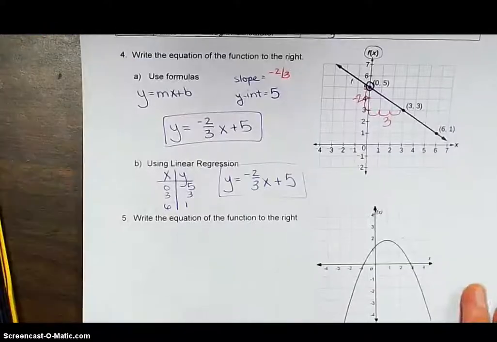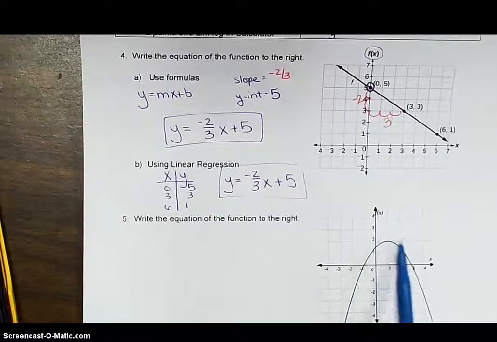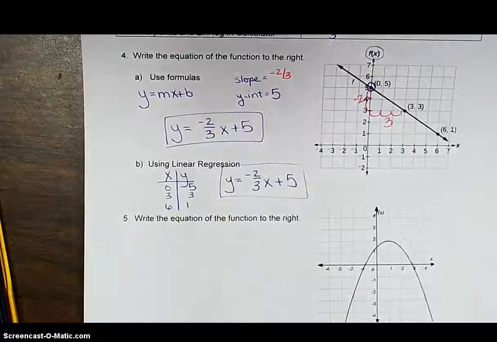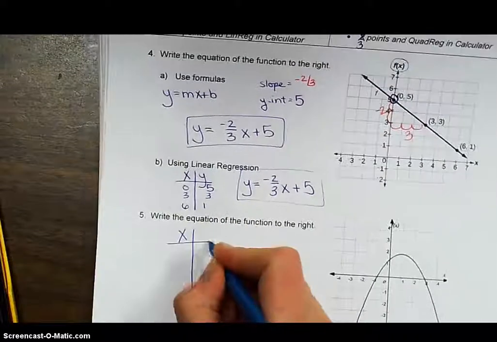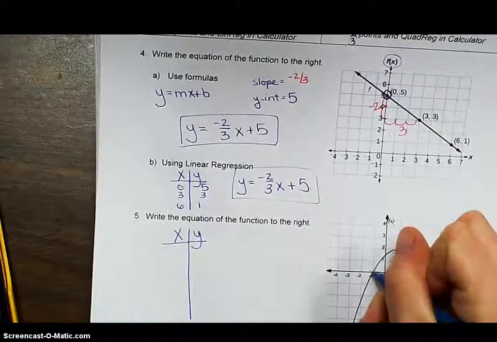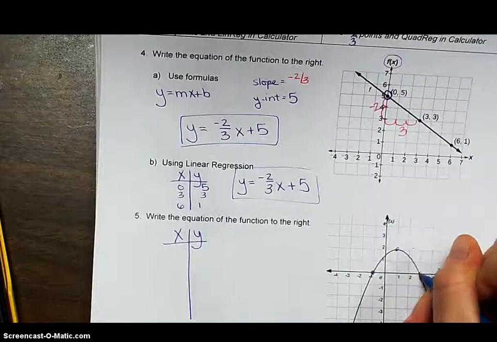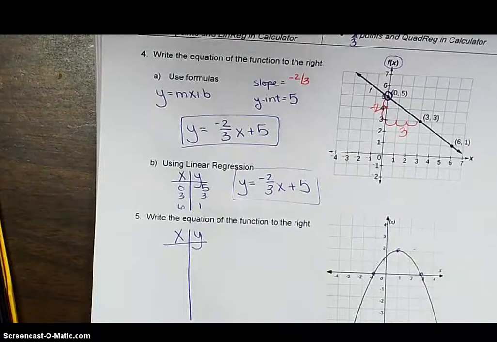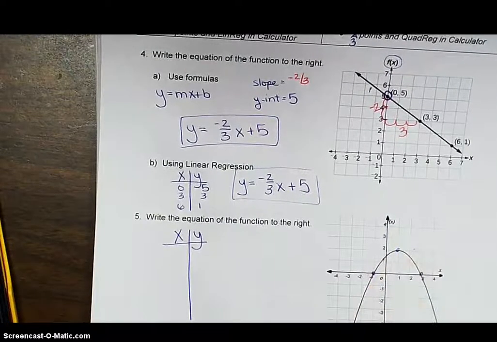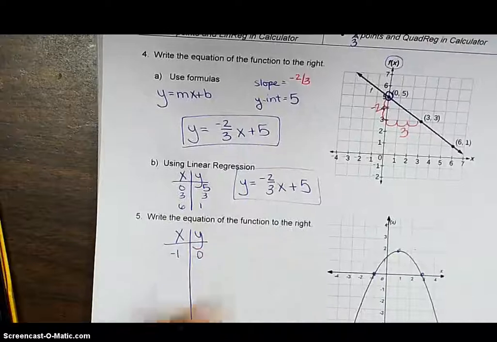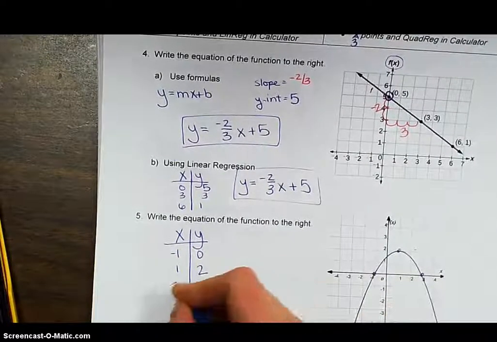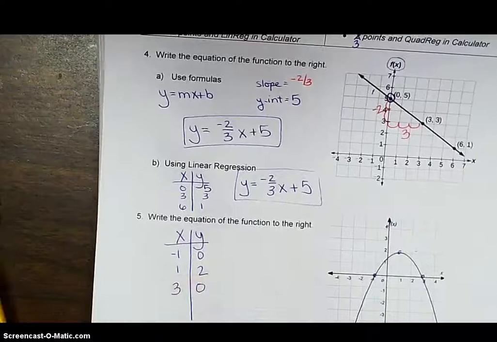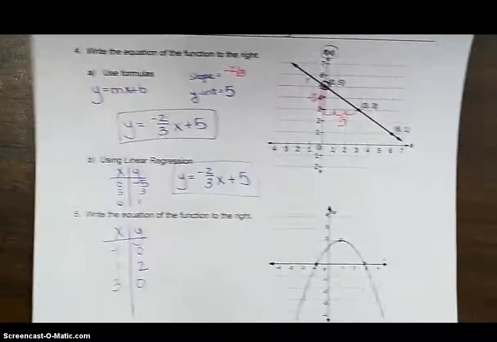So for question 5, this time we see that our figure is a parabola. It's a quadratic equation. So in order to find its equation, we're going to use a table of values. I need to find at least 3 perfect points. So I'm going to pick the roots and the vertex. So -1, 0, 1, 2, and then 3, 0. And now I'm going to use my calculator to find its equation.